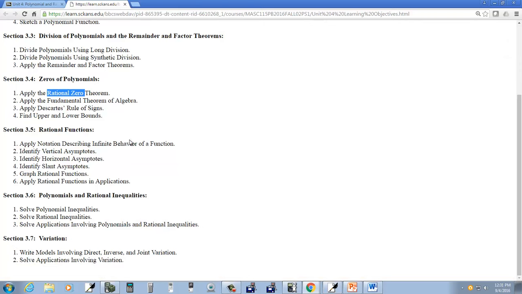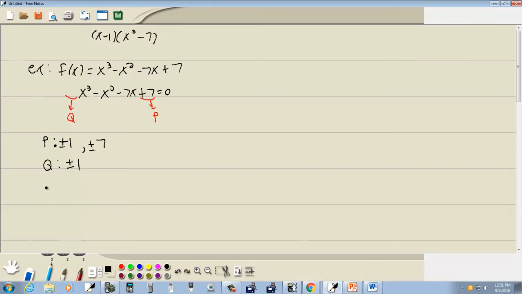Rational zero theorem. What that's referring to is all of your possible rational answers. And how you get that is by doing P over Q. You take each value of P and you put it over your Q. You only have to put plus or minus 1 time though. So we'll have 1 over 1. And we'll have 7 over 1. Which then gives us plus or minus 1 and plus or minus 7.